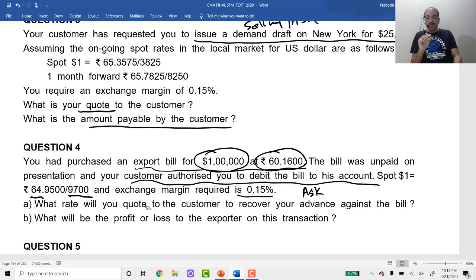Now, the bank purchased at 60.1600. That means the customer sold at 60.1600. The customer is now buying at 64, a higher rate. So will the customer suffer a profit or loss? It will be a loss. The customer will suffer a loss.